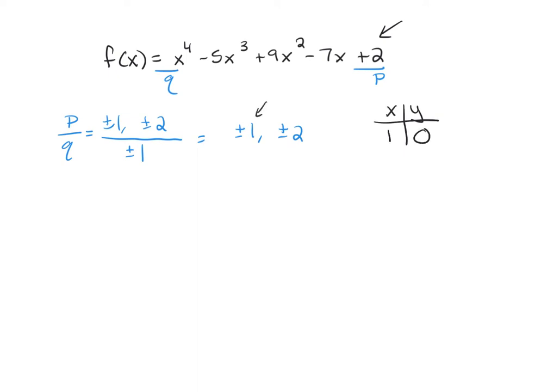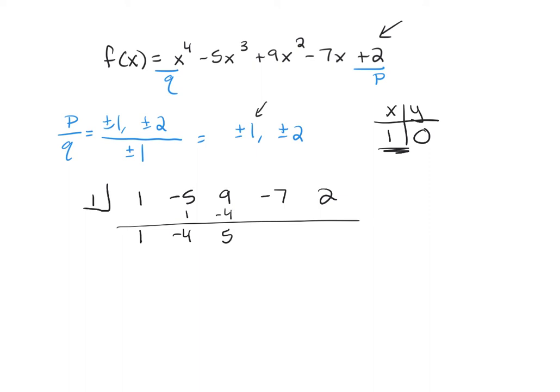It's a 0. So what I'm going to do is do synthetic division and divide my polynomial by 1. So coefficients 1, -5, 9, -7, and 2. I didn't give myself a lot of space there, but that's okay. So bring down 1, 1, -4, -4, 5, 5, -2, -2, 0. So that also confirms it's a 0.